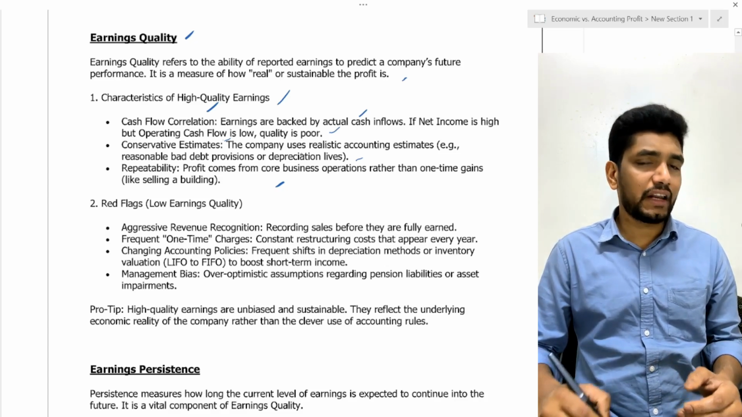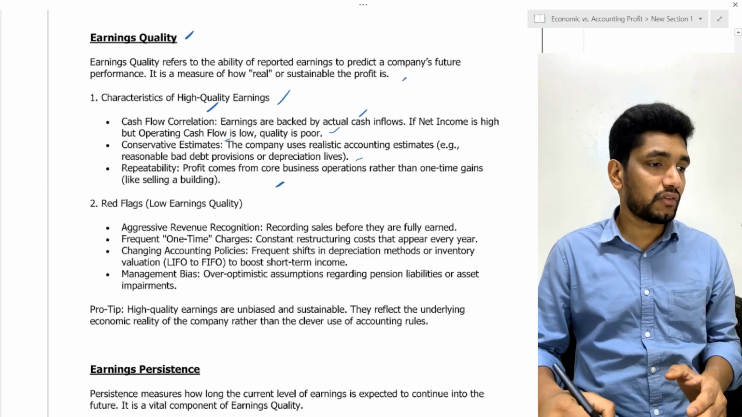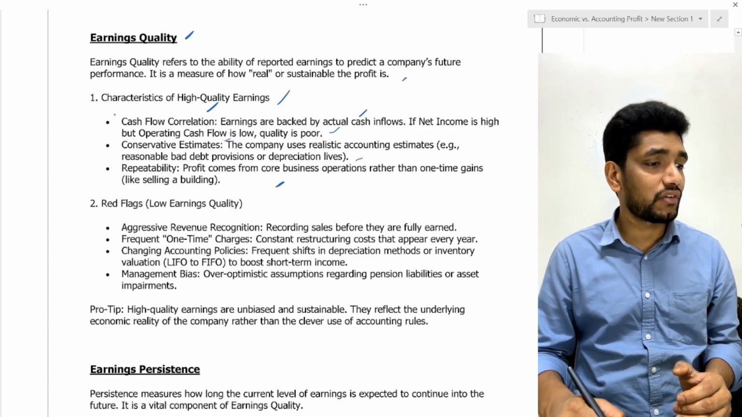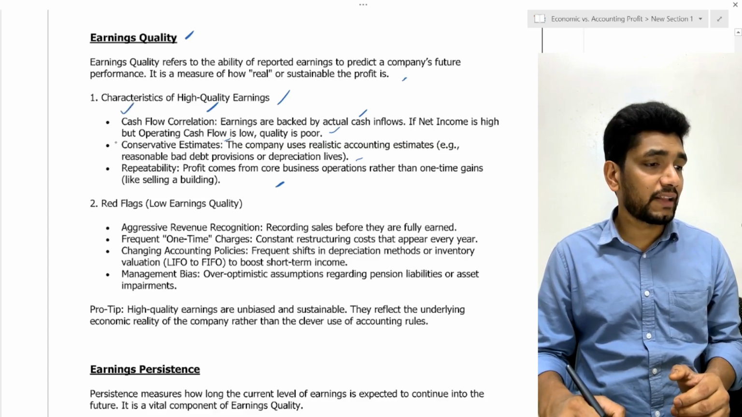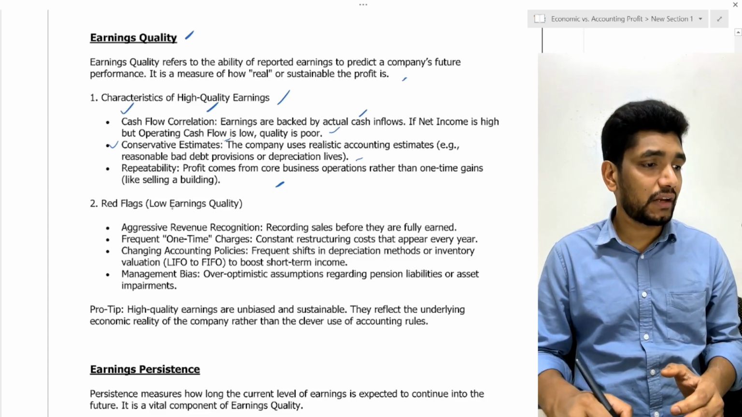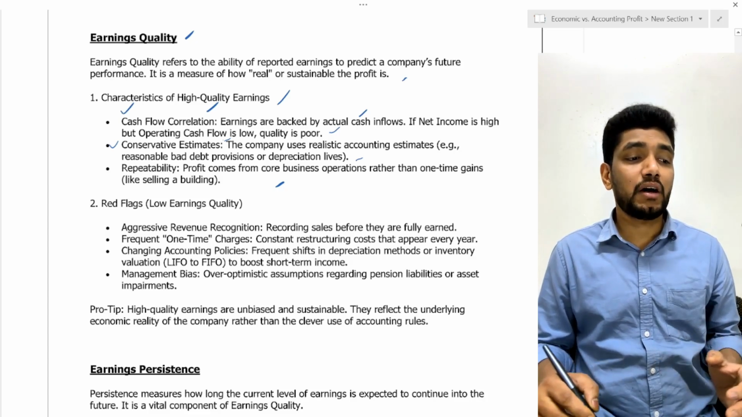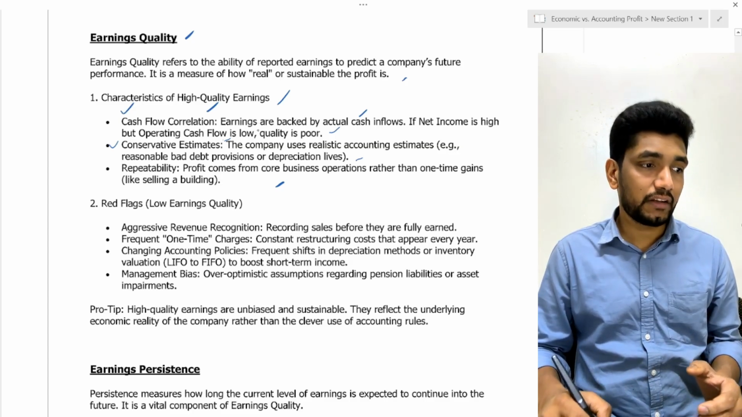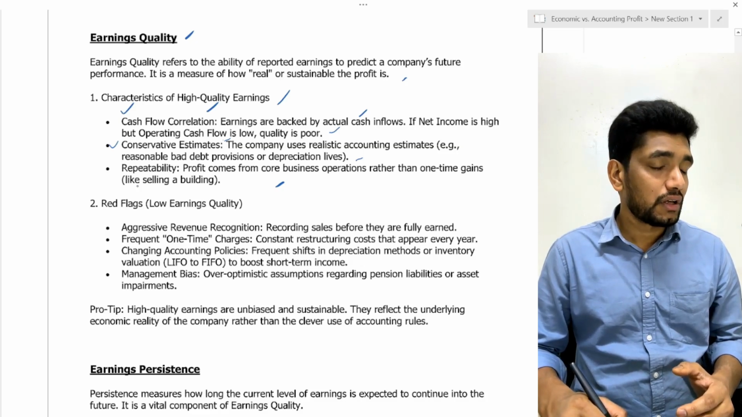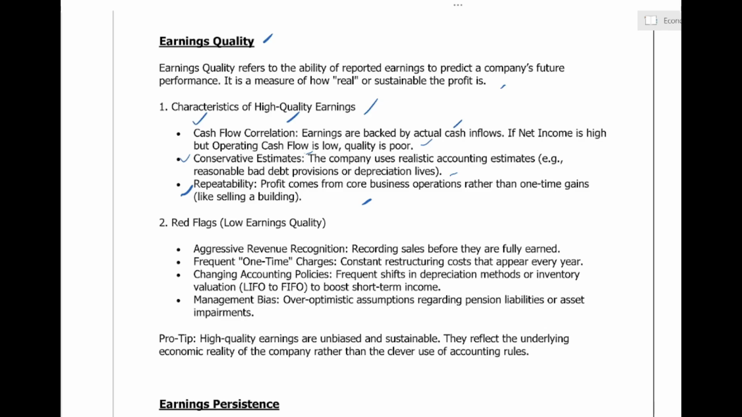So if you are analyzing a company's performance, you can see if you can correlate cash flow with its earning or its income, or the conservative estimate. If the company uses conservative estimates and the profit comes from the core business operation, there will be a good chance to repeat that profit. So if these characteristics are there, we can consider that the company has high quality earnings.